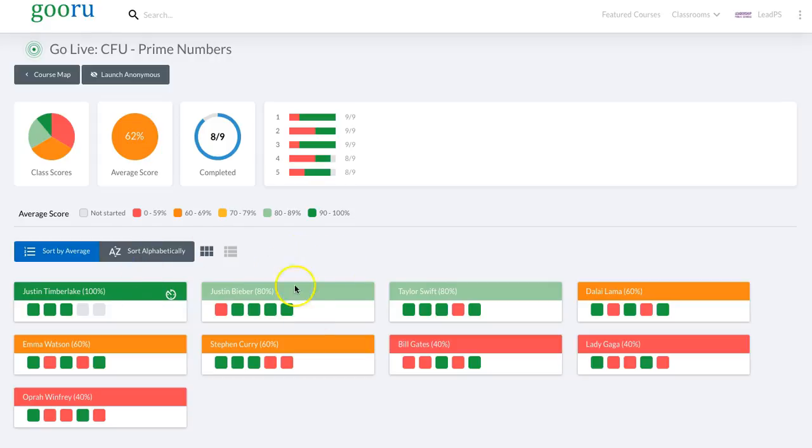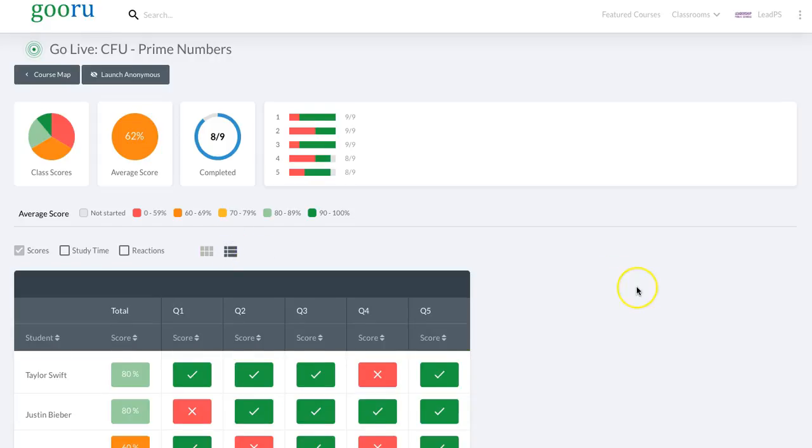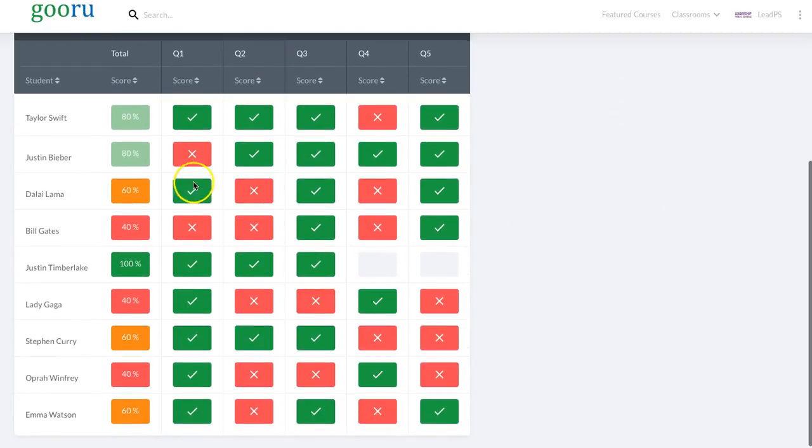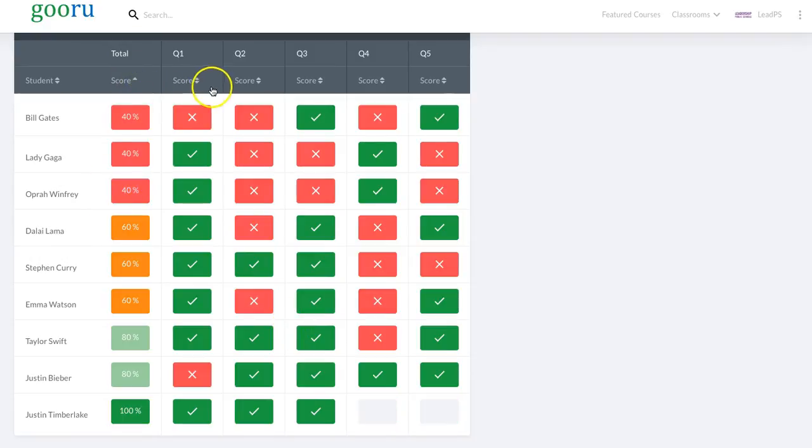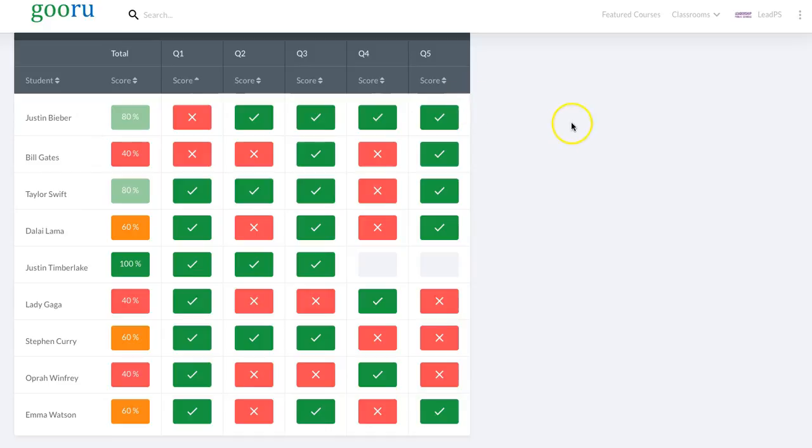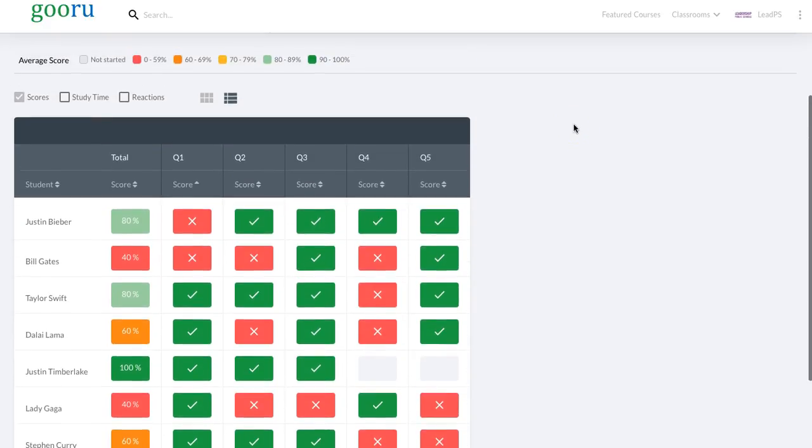Teachers can look at the tile view, or, if they like, a spreadsheet view, and quickly look to see how students are doing, sort for intervention, either by student or by question, to efficiently intervene at the individual, group, and class levels.